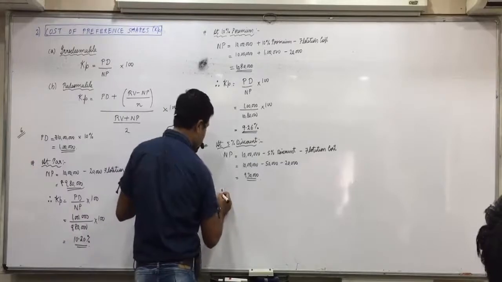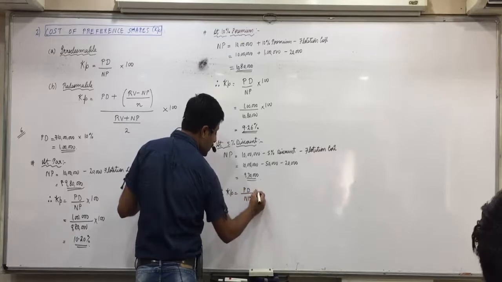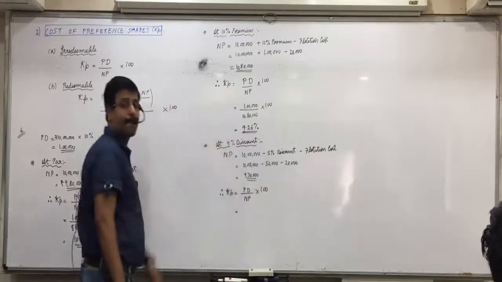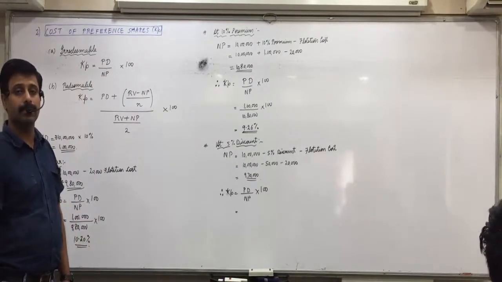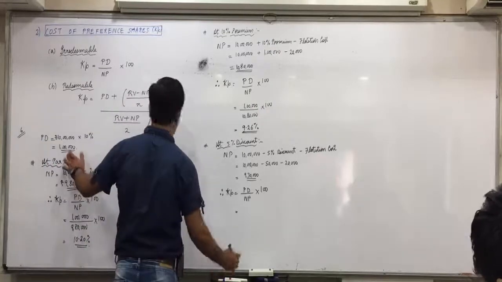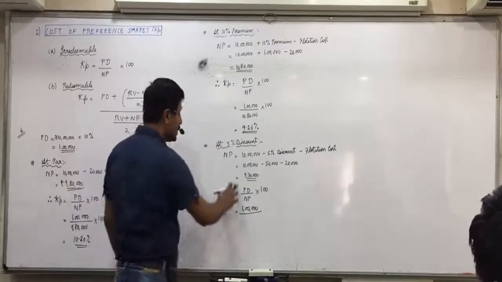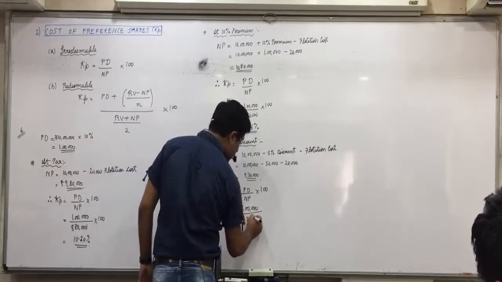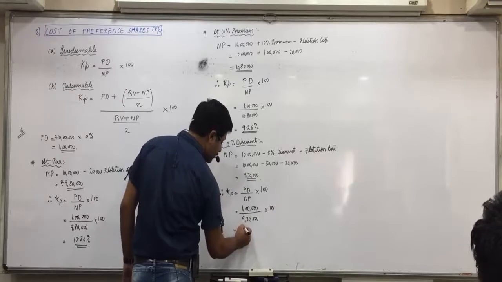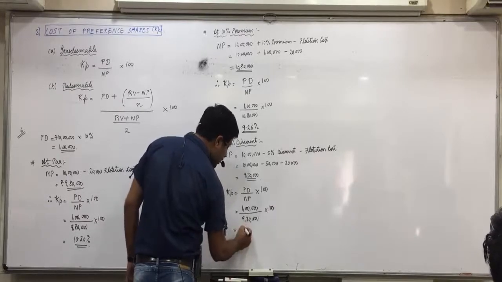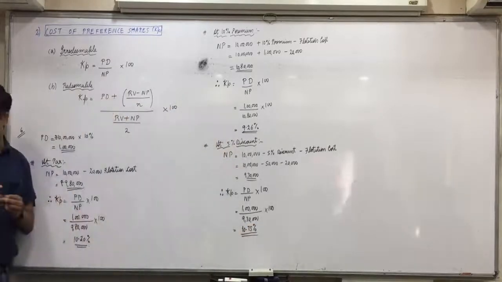Now we'll apply the formula Kp equals PD upon NP into 100. PD is going to remain the same, 1 lakh, as we have done in the beginning. Now the net proceeds will become 9 lakh 30,000 into 100. That is 10.75%. So everyone is still with this?